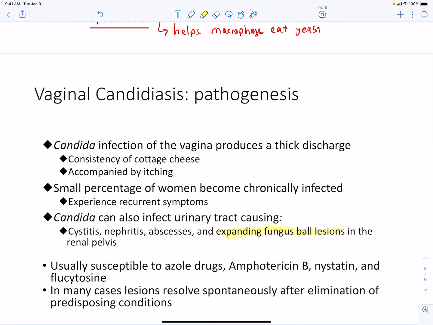It's going to be susceptible to our azole drugs. So azole drugs are those that target ergosterol, also amphotericin B, nystatins. And the lesions can also resolve spontaneously if there is an elimination of the condition, such as removal of the antibiotics and allowing the bacteria of the normal flora to return.